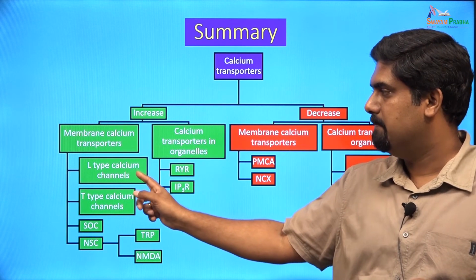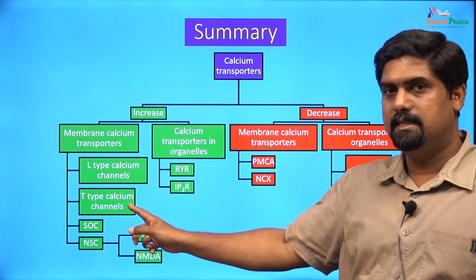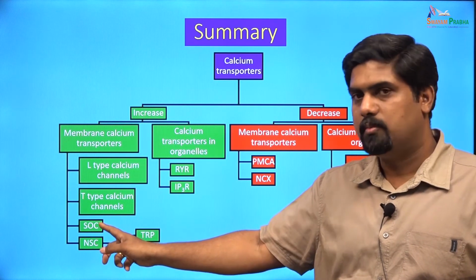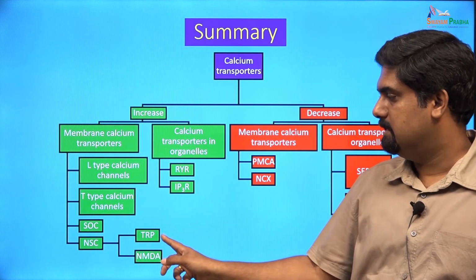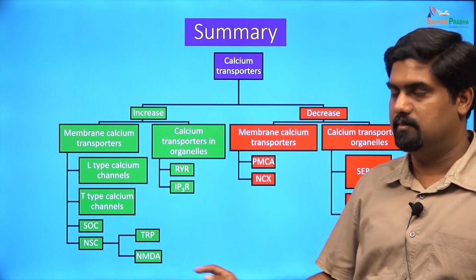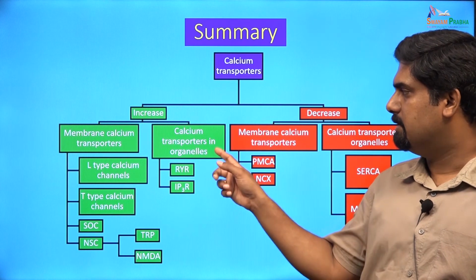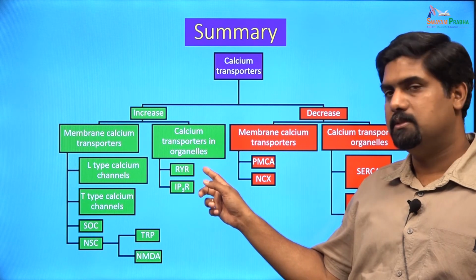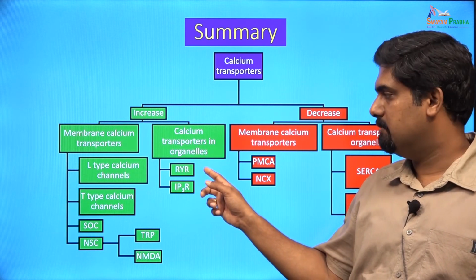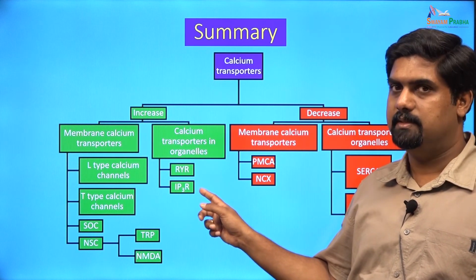We discussed the L-type calcium channels, the T-type calcium channels, the store-operated calcium channels, the non-specific cation channels like the TRP channels and the NMDA receptors. The calcium transporters present on the cell organelles like the endoplasmic reticulum and the sarcoplasmic reticulum are the ryanodine receptors and the IP3 receptors.